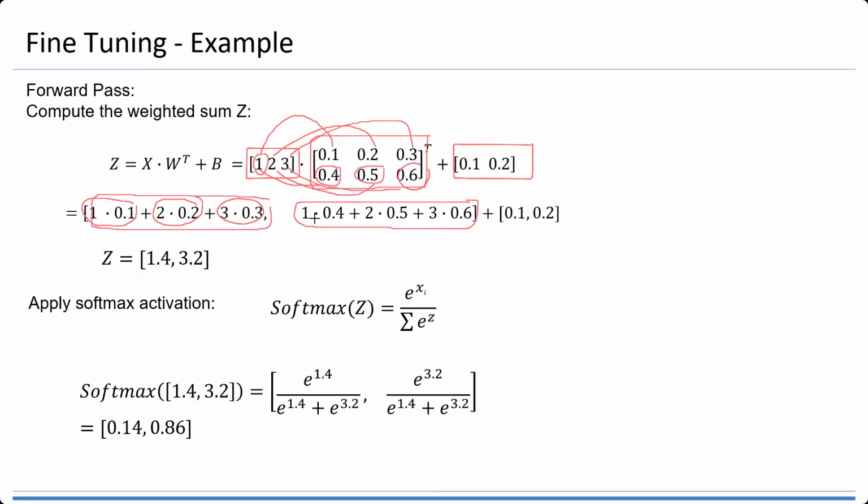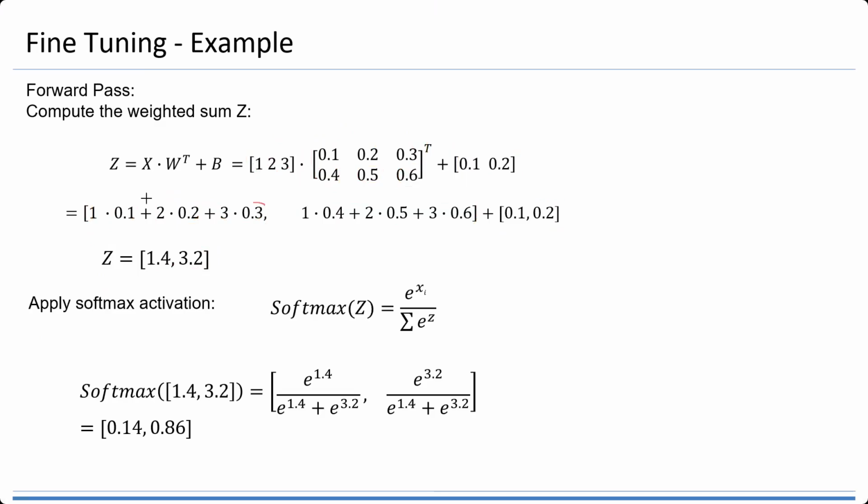After we do this multiplication, we add those values with the bias. So this is the bias, and you will get the Z value: 1.4, 3.2. 1.4 is from this one, and 3.2 is from this one.